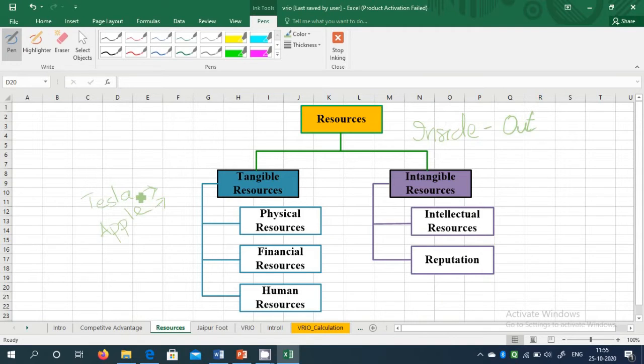Inside-out means you are not considering the business environment factors, but you are considering other factors. You are not getting hints from any competitors. The organization is making the decision for the first time, so that is the inside-out approach. Like Apple has introduced the iPod or iPad.